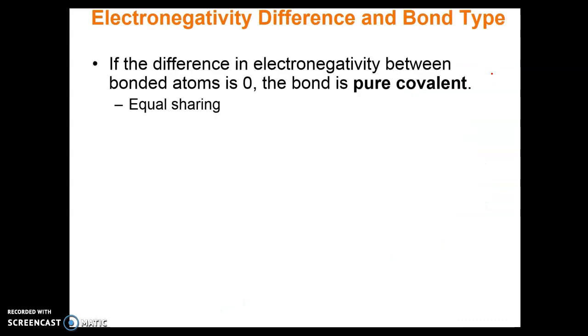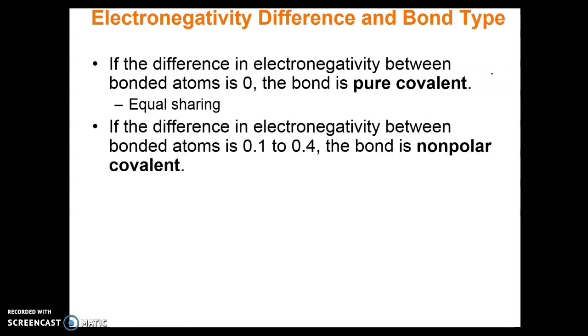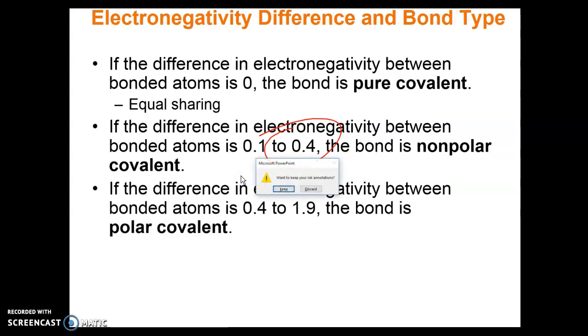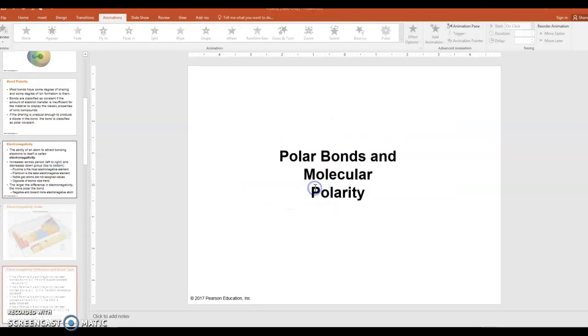So that's this next part here kind of goes through. And if it's 0, then it's pure covalent. It's a little less than 0.4. I think we use 0.5 actually in the PowerPoint. If I can skip, actually, you know what? Let me skip out of that. I'm going to discard that.